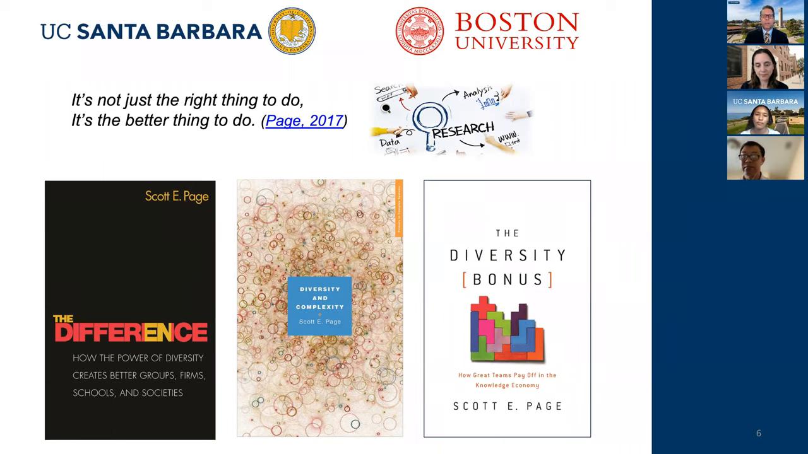The next book there that you can see, Diversity and Complexity, emphasizes how more diverse teams are more successful in solving more complex problems. And that's illustrated in a range of empirical studies and across a range of disciplines. And so utilizing this information clearly warrants further emphasis within the field of school psychology and special education. And then the other book that's noted here is The Diversity Bonus. In The Diversity Bonus, it really highlights how diverse teams pay off in the knowledge economy.